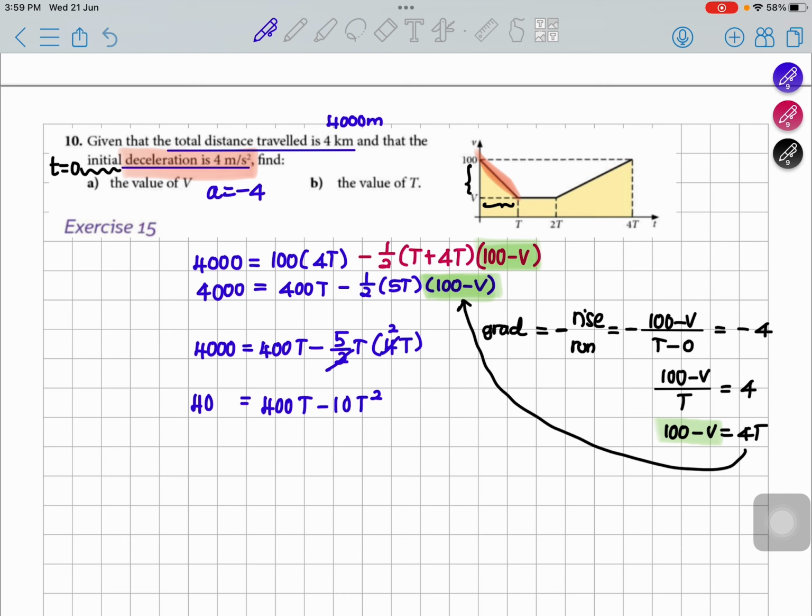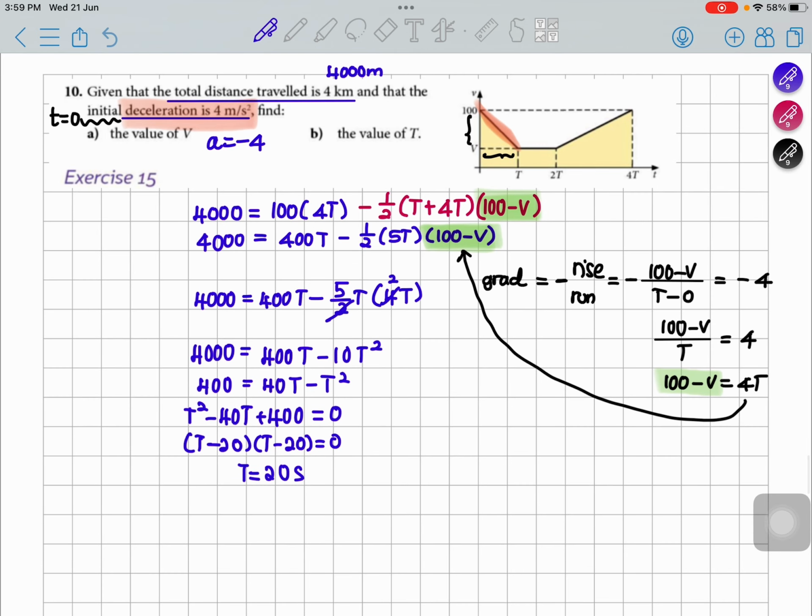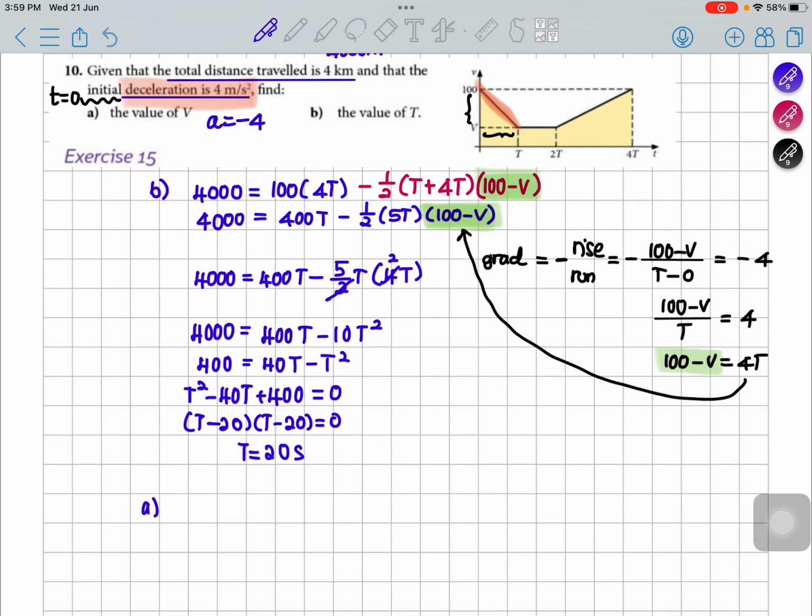Now, it is all about rearranging the quadratic equation. Chop off, divide everything by 4 and rearrange. I will do it slowly. And you can factorize, which will give you t as 20 seconds. If you know the time, can you find the v easily? See, again I am solving part b first and then I can solve part a. It is up to you.